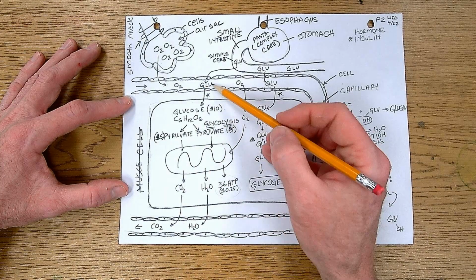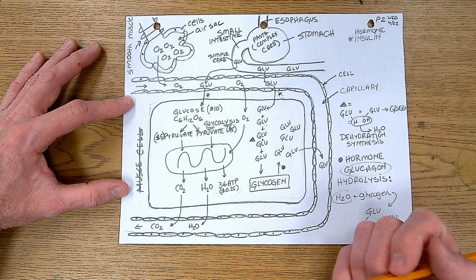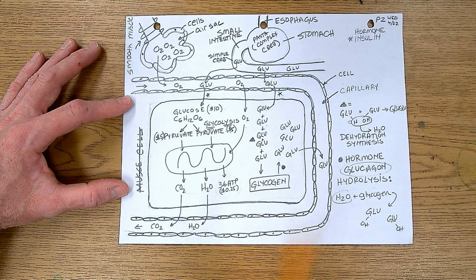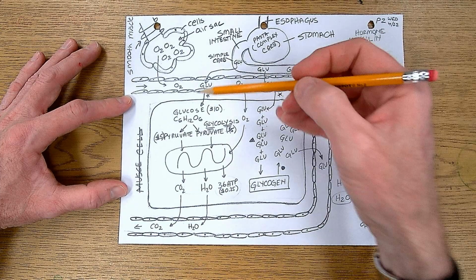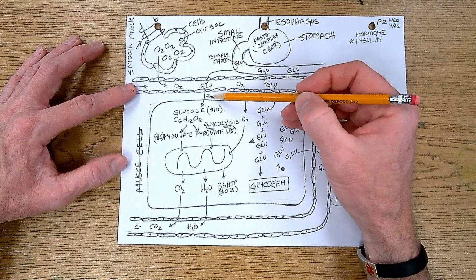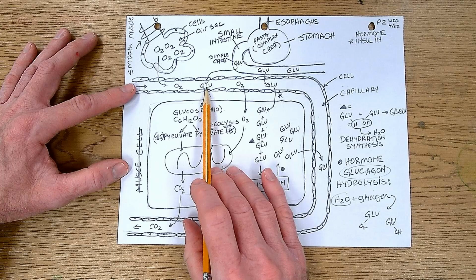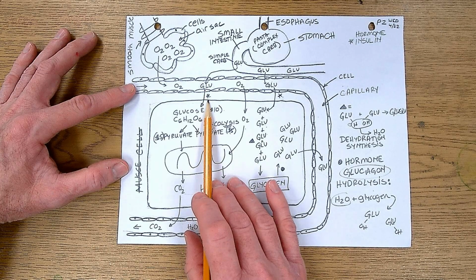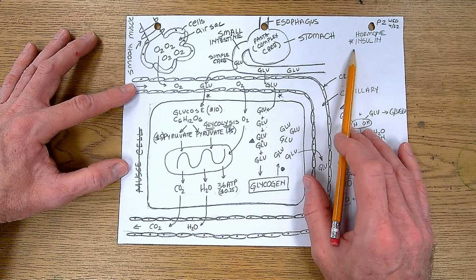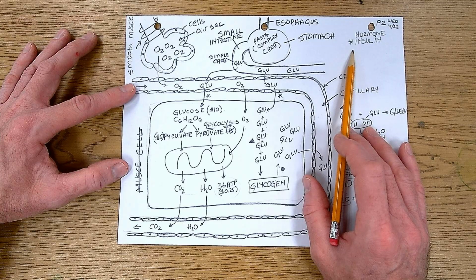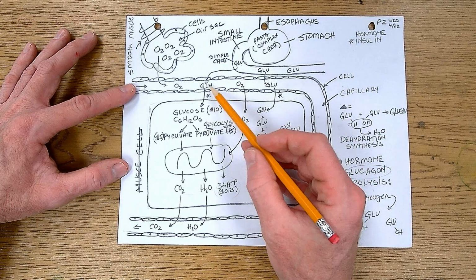Now, we need to get the glucose into the cell in order to do cellular respiration. The problem is that glucose cannot enter the cell easily. It needs a hormone called insulin, which allows it to enter into the cell. Okay, so we have an asterisk there, and our little key is up here, insulin. All right, so if we have insulin, we can bring glucose into the cell.